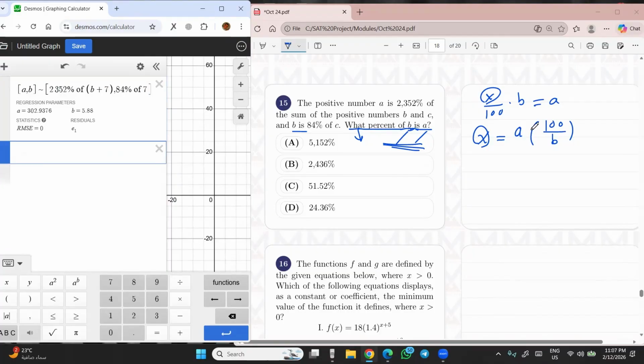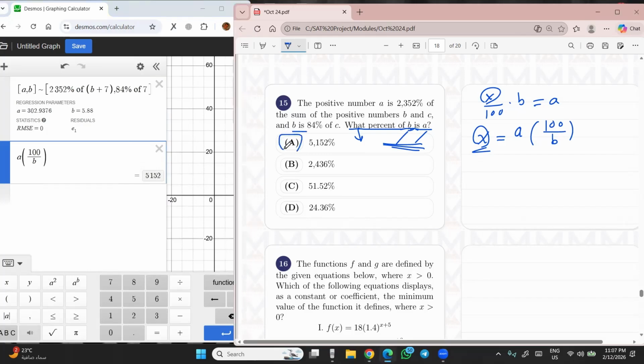Then we write this value, A times 100 over B, which is the value of X. We need to get A times 100 over B. Write A, open the parentheses, and write 100 over B. And you get this number, 5,152, which is letter A.